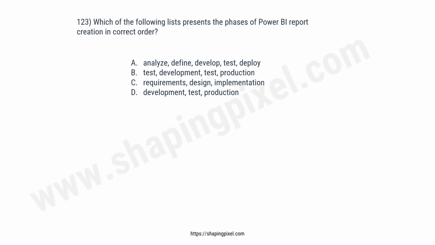Question number 123. Which of the following list presents the phases of Power BI report creation in correct order? And we have four options. Option A, analyze, define, develop, test, deploy. Option B, test, development, test, production. Option C, requirements, design, implementation. Option D, development, test, production. So the right answer here is option D, development, test, production.